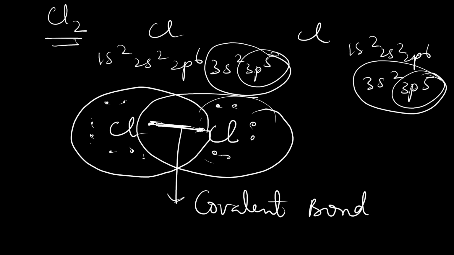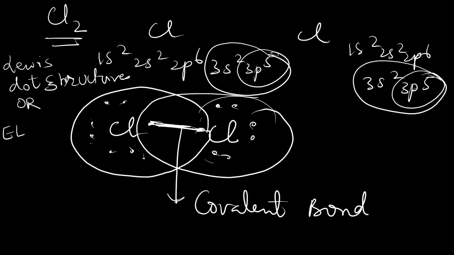As I said, these structures are known as Lewis dot structures or electron dot structures. We will take more examples.